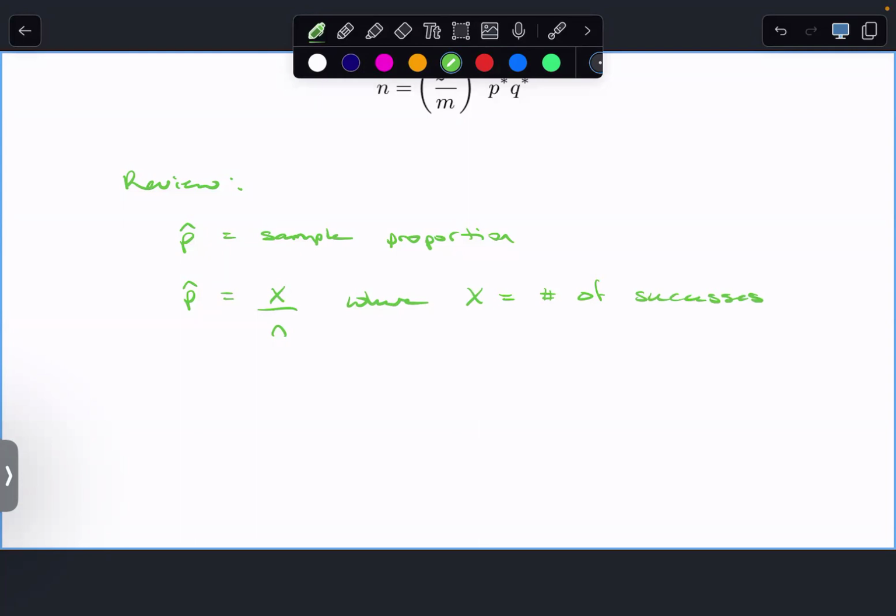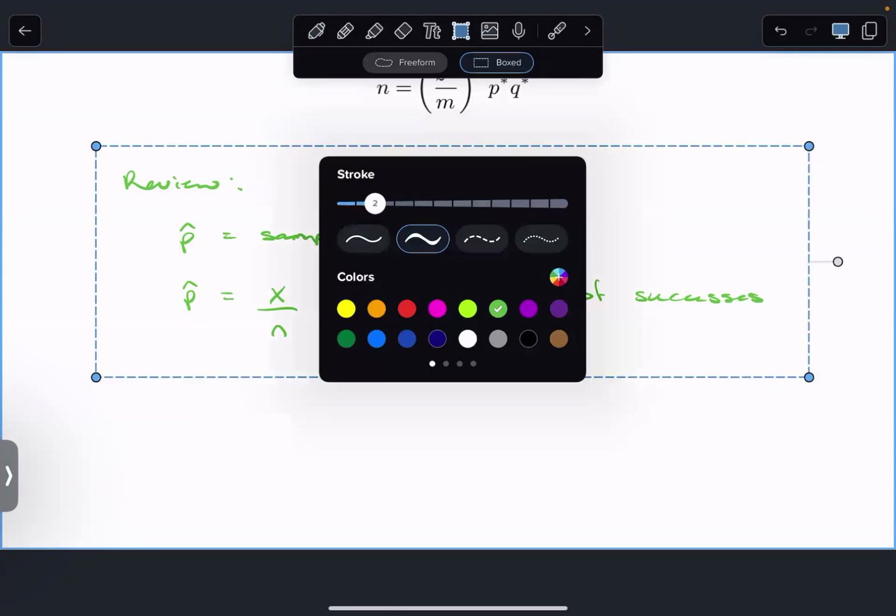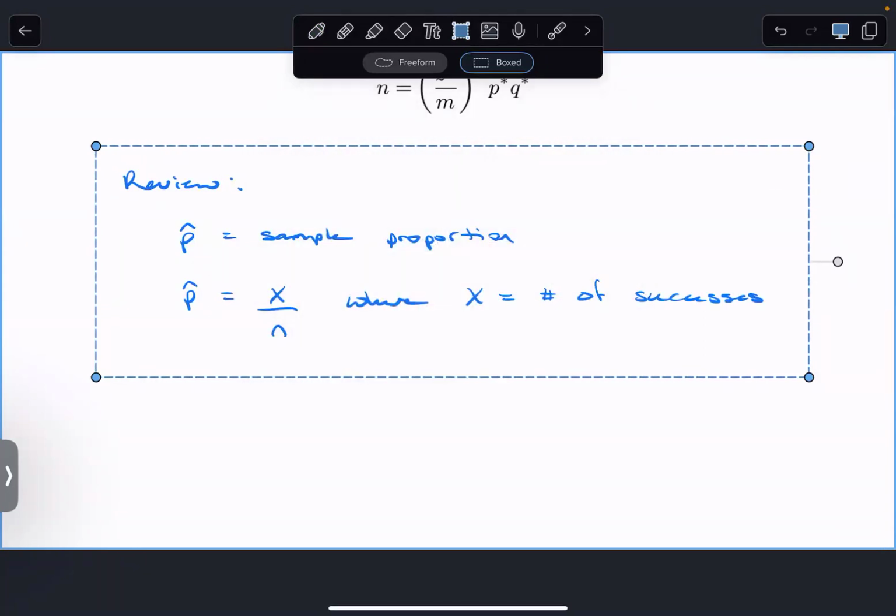Is it hard to read the green in here? I'll change it to blue. Ta-da.